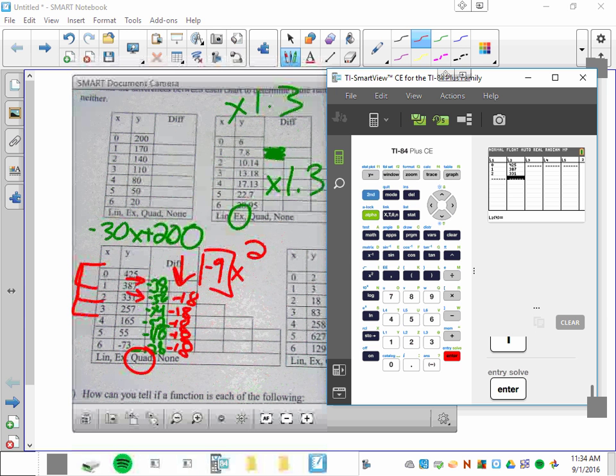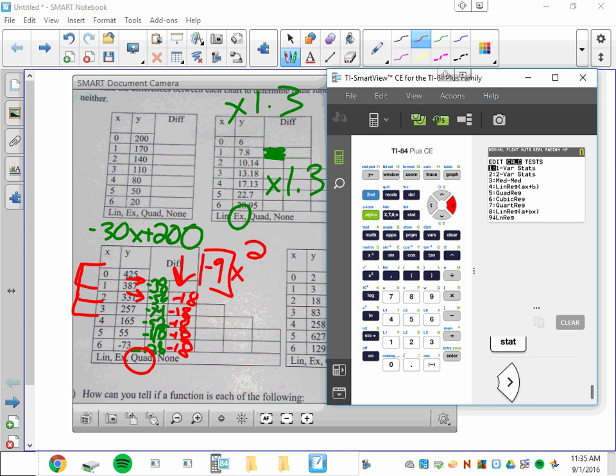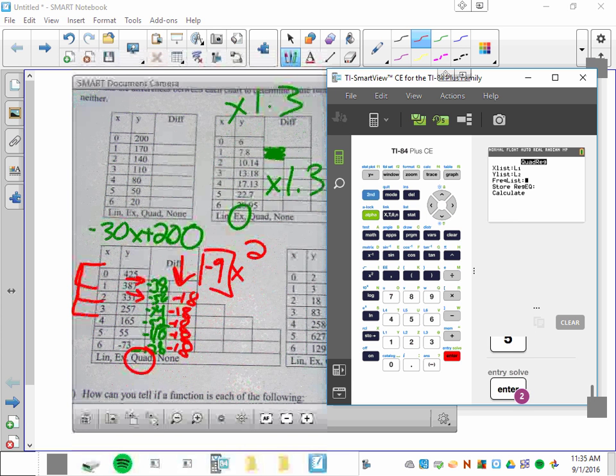Once you have those entered, push Stat again. Stat. Go over to Calc. And this is a little bit tricky. There is a quadratic regression and a quartic regression. Quadratic is x squared, and quartic means x to the 4th. Don't mix those up. So don't push number 7, push number 5. We want quadratic regression, number 5. Keep hitting enter, or depending on your calculator, you might only have to hit it once.